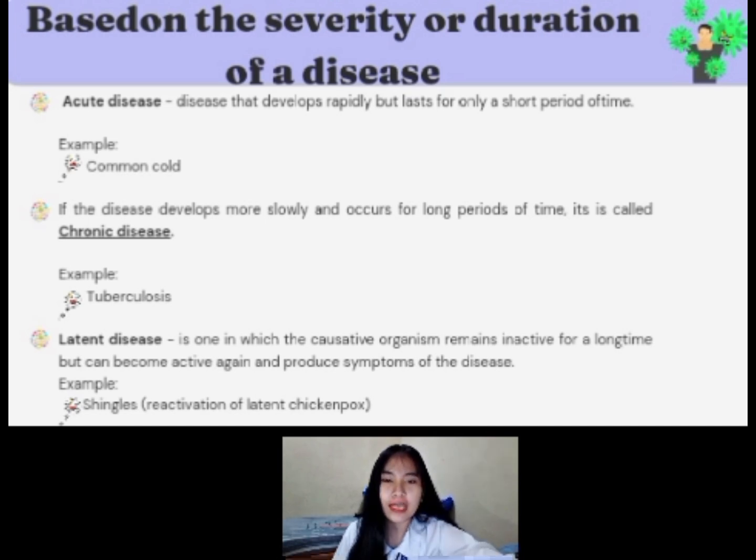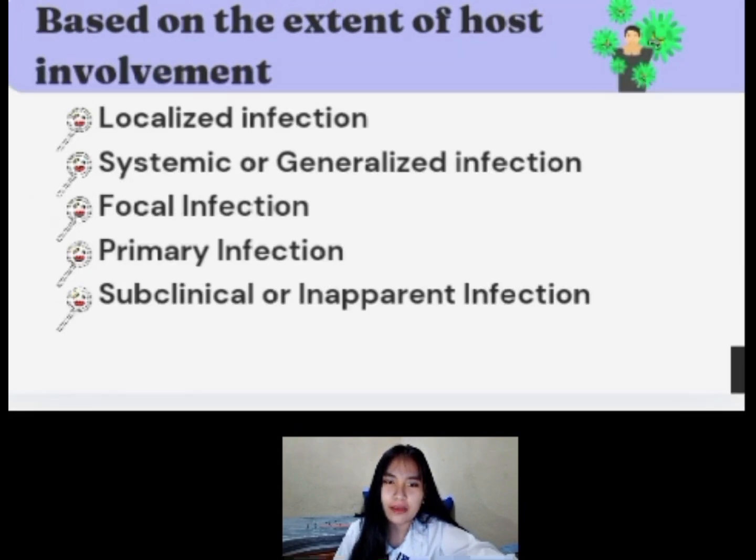And lastly, let's talk about latent diseases. These conditions are unique because the causative organisms remain inactive for a prolonged period. However, they have the potential to reactivate, leading to the manifestation of symptoms. Shingles is a classic example where the virus that causes chickenpox can remain dormant in the body and reactivate later in life, causing painful rashes.